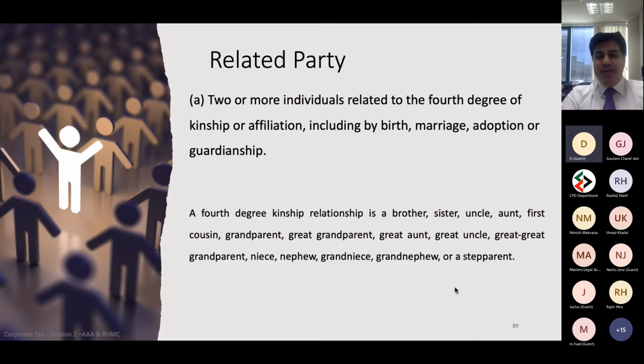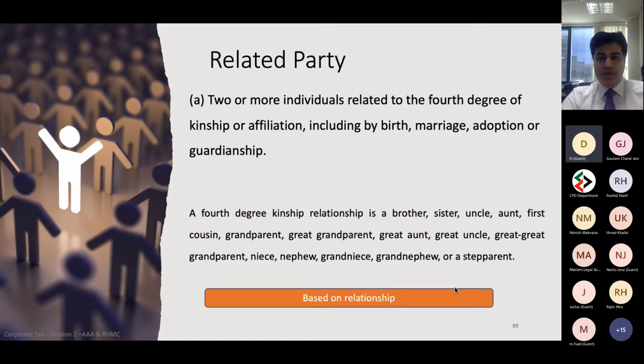Now, 4th degree of kinship relationship is a brother, sister, uncle, aunt, first cousin, grandparent, great grandparent, great aunt, great uncle, great great grandparent, niece, nephew, grandniece, grandnephew, and step parent. So the definition is quite huge, and I don't know how we'll manage it. For all the relationships, you need to have a family tree, it looks like, and need to assess. I think this is especially important where you have a transaction which is not a commercial transaction. So anything you are doing at a discounted or at a premium price, either you're paying or receiving, needs to be looked at quite extensively.